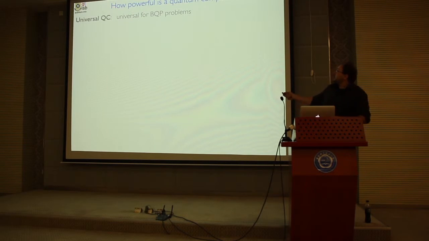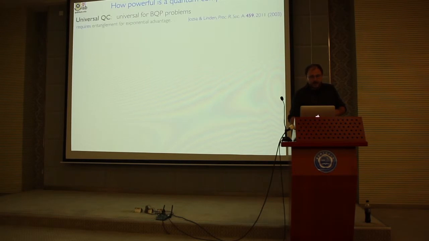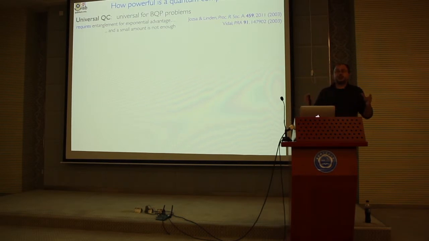A universal quantum computer is one that's universal for BQP problems. It's been known for a decade that you need entanglement to make that work, and that a small amount of entanglement is not enough. Guifré Vidal showed in this paper it has to grow in a certain way with the instance of the problem. And we also know more recently that too much entanglement is a problem as well. It's a very narrow path you're trying to hit. Significantly, there are no such proofs for mixed states. This is all for pure states.